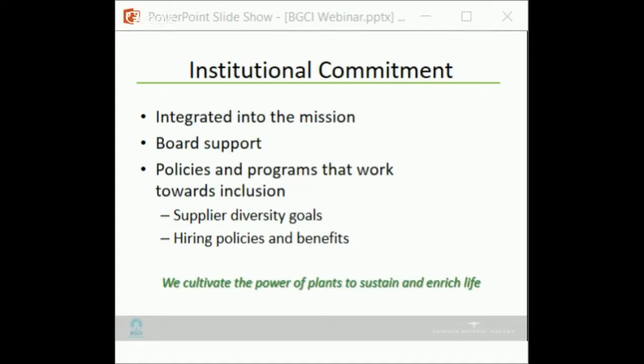So as you heard earlier, social inclusion is part of the garden's history and remains part of our mission. And we've had a lot of success.